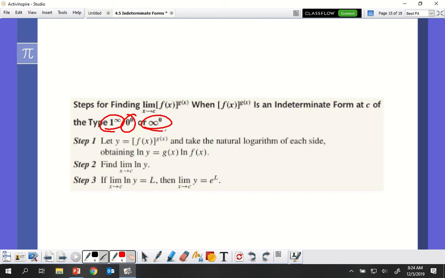Okay, let y equals f of x to the g of x. Take the natural log of each side, obtaining ln y is equal to g of x times ln of f of x. And then find the limit of ln y as x goes to c. So if this right here is equal to a limit L, then the limit of y as x approaches c is e to the L.